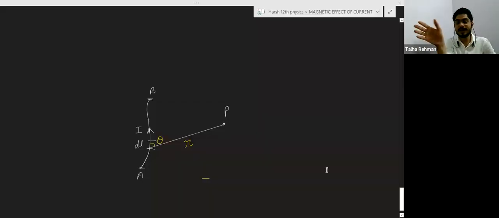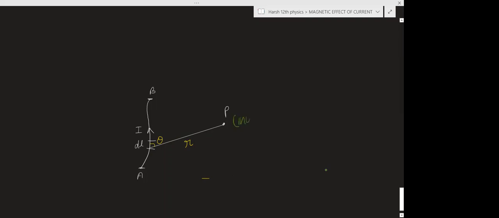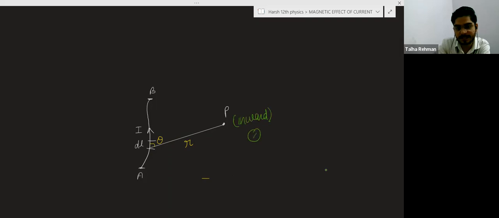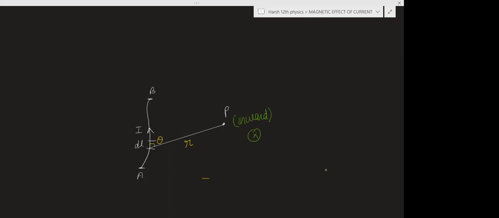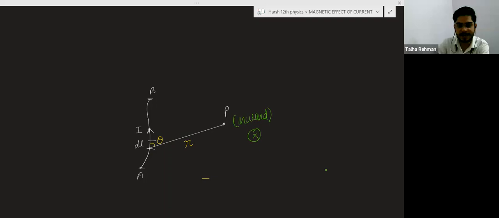So you can do this, and when you curl your finger 90 degrees, the direction that you get after curling is the direction of the magnetic field. So here you get the direction of the magnetic field inwards, and inwards is represented by this cross sign.